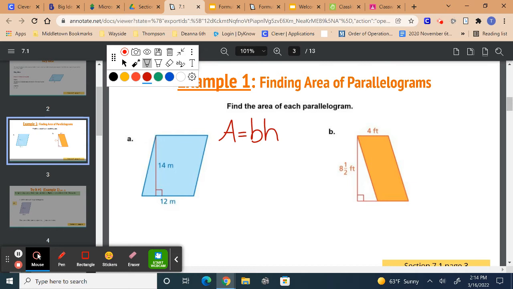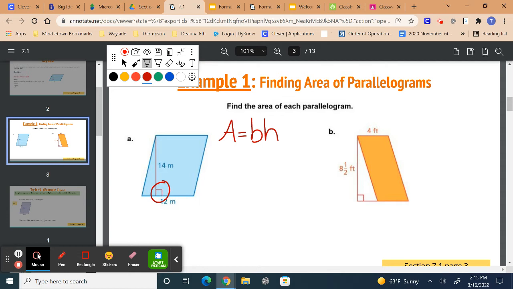All right, now, what do I need to look for in a parallelogram to help me? The right angle. Does everyone see this right angle? Yes. Okay. I don't want to say anything. I want to see if you can figure it out. Which one is your base? Emmy. 12. Very good.